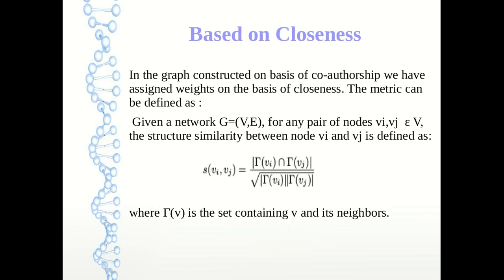Based on closeness, closeness can be described as a Jaccard similarity. This metric is defined as the number of common neighbors between two authors divided by the square root of the multiplication of the number of neighbors of each author.